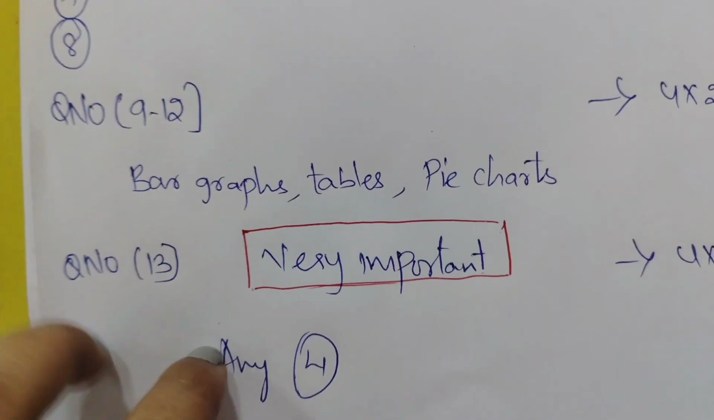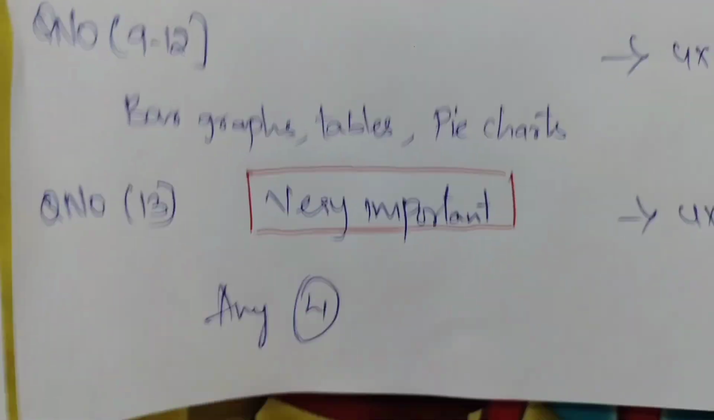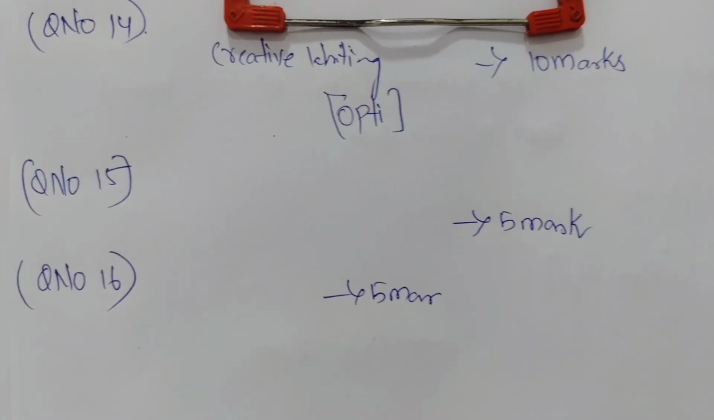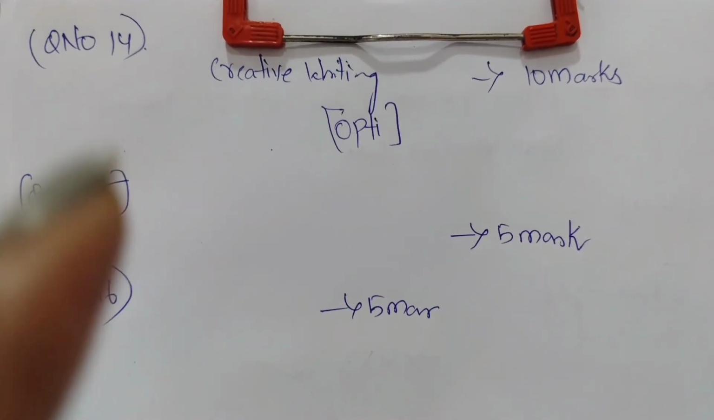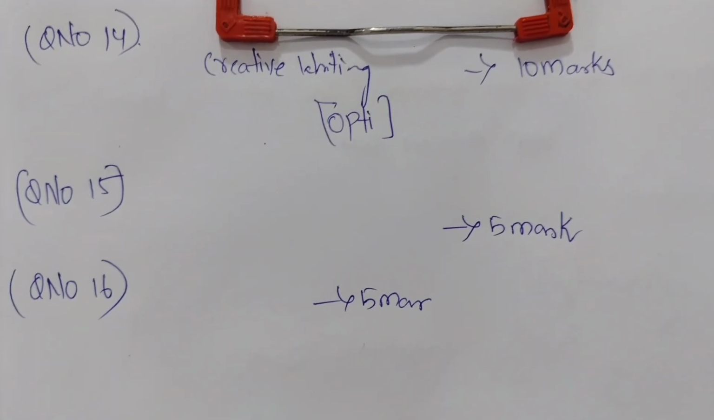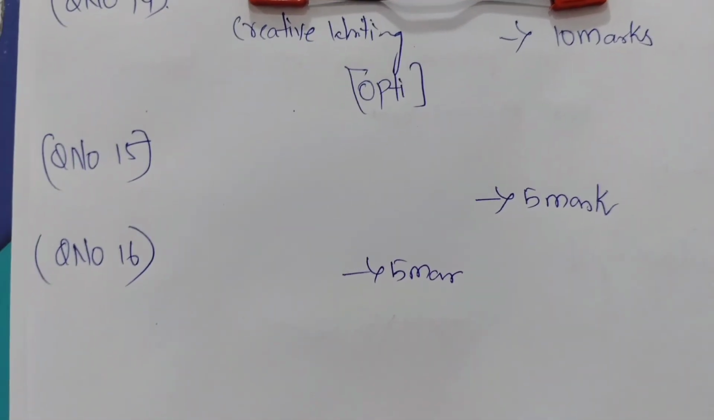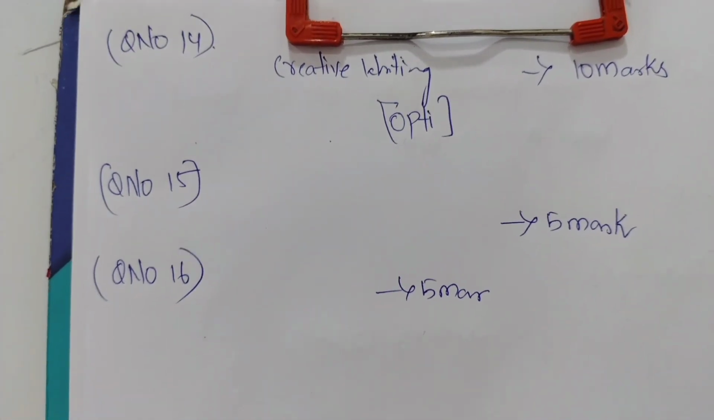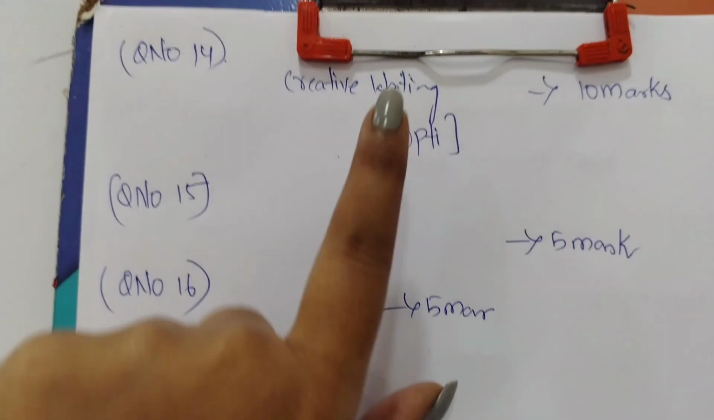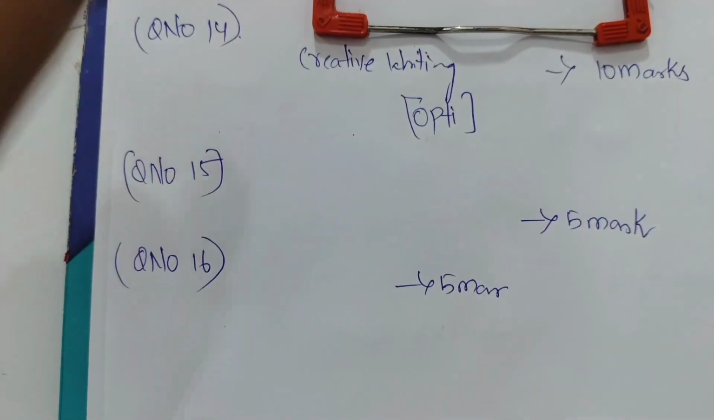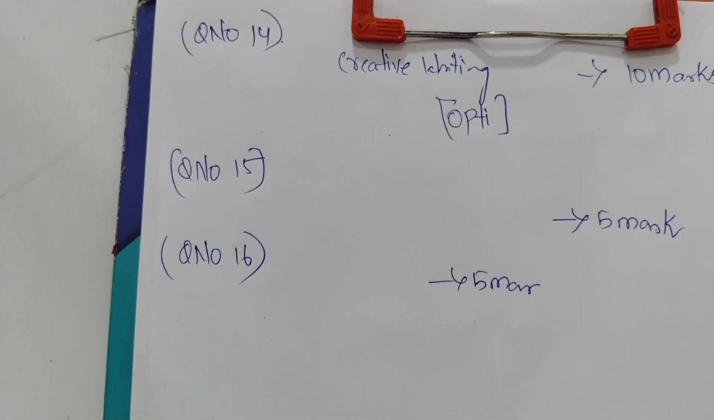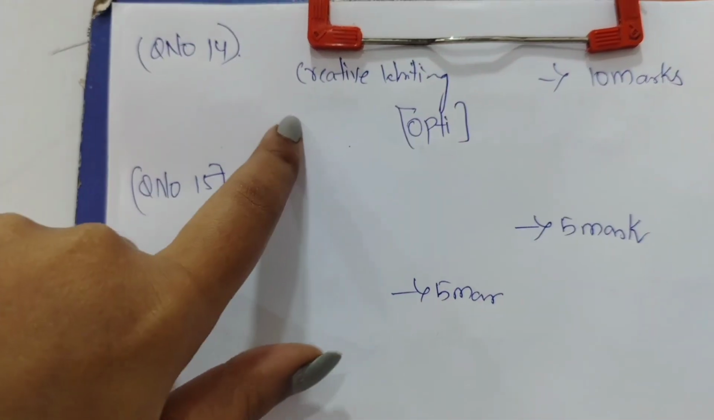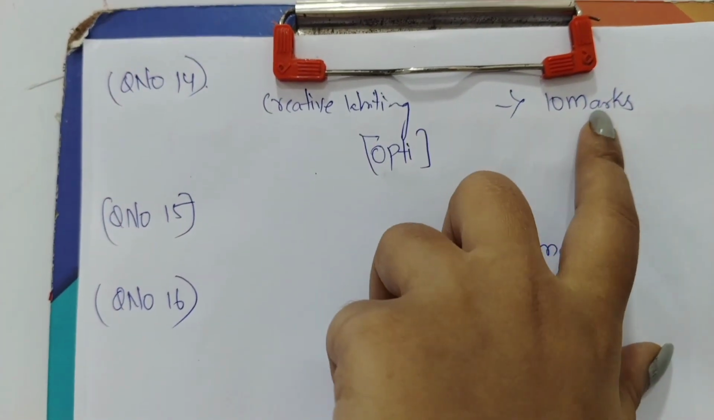Okay, so next we'll be having the 14th question. From the 14th to the 16th question, you will be having creative writing bits, that is major and minor discourses, which you all know. So for the 14th question, you will be getting 2 questions. Either you have to write A or B. This carries 10 marks.